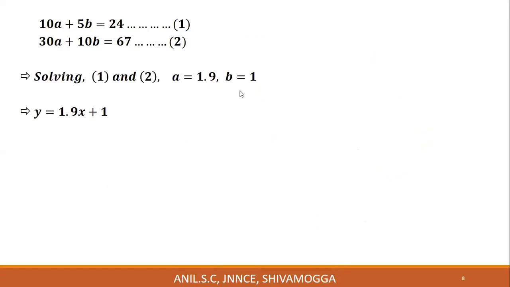A is equal to 1.9, b is equal to 1. This is the required straight line: y is equal to 1.9x plus 1. For your doubts, you can unmute yourselves and ask. Otherwise, I'll move to the next problem.